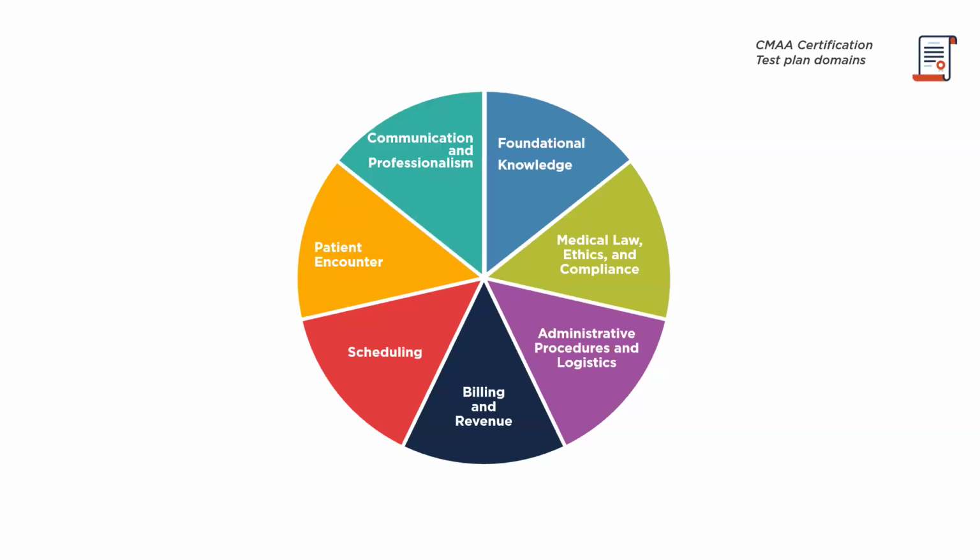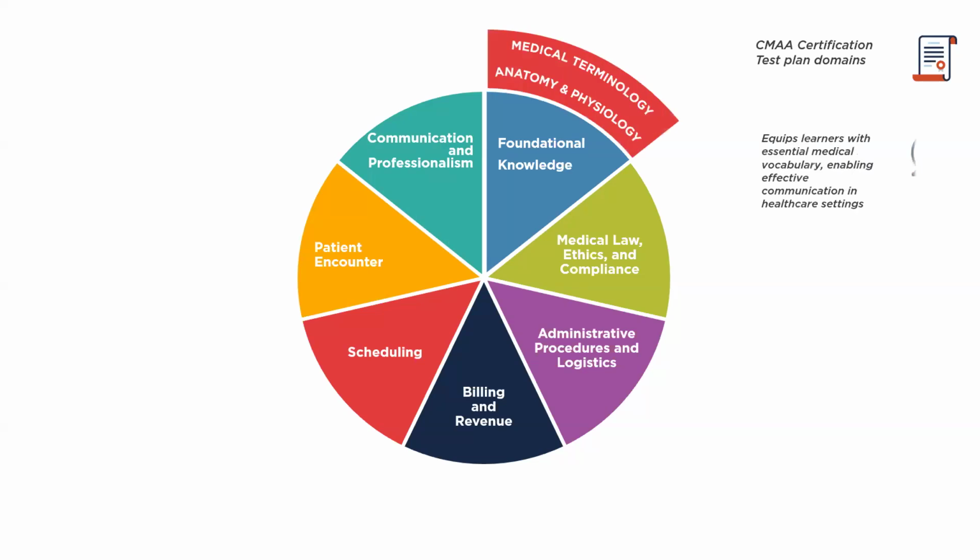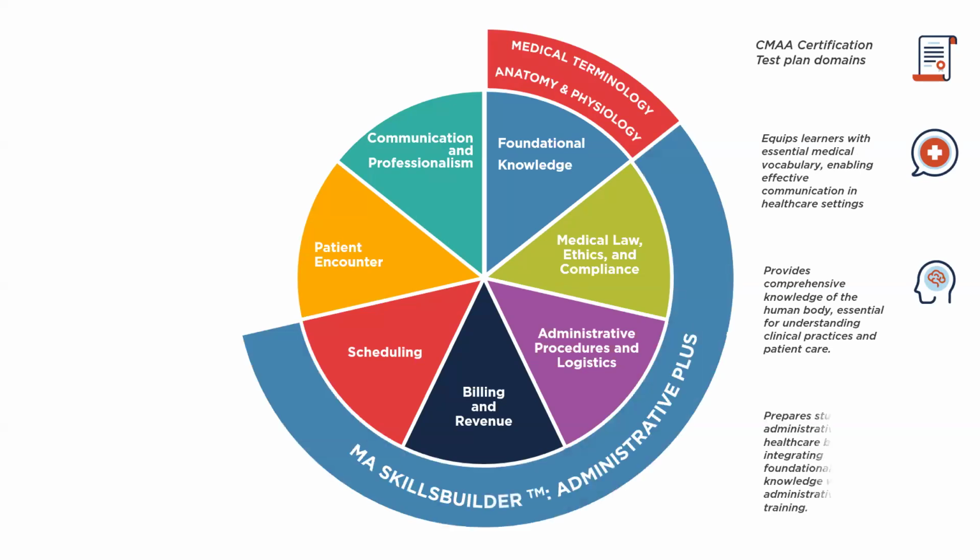And this shows you the content that is most important to cover for the administrative assistant and how those products align. Within administrative assistant, you have your foundational knowledge, which includes medical terminology and A&P. And then next you have medical law ethics, administrative logistics, and revenue, scheduling, and all of those things are included in those immersive modules within the MA Skills Builder Administrative Plus product.